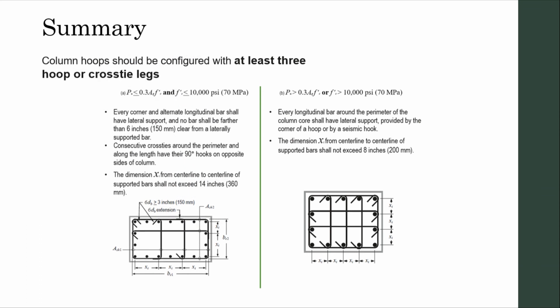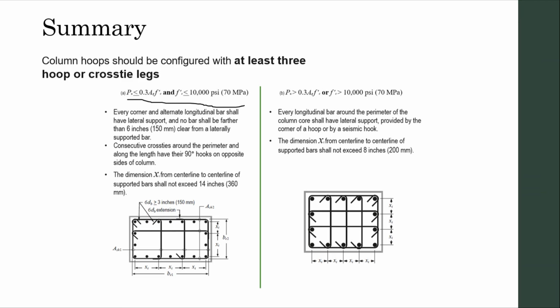So, another is column hoop shall be configured with at least 3 hoops. Dapat merong at least 3 hoop or cross-tie legs para yung confinement is normal or not low, di ba? Then, meron siyang special provisions for case 1 if PU is less than 0.3 FC prime AG, or if PU is greater than 0.3 FC prime AG. So, ito na yung every corner, yung may at least 150 mm yung distance, dapat mayroong hoops na 90 degrees sa kabila. Then, center line to center line supported is 360. Kailangan alternate o pinapayagan na mag-alternate yung hoops dito sa case 1.